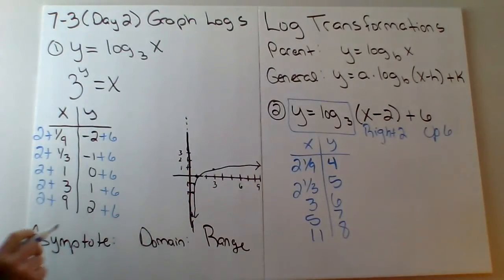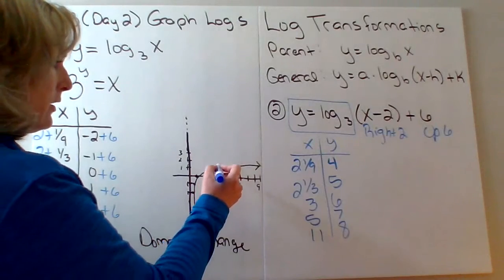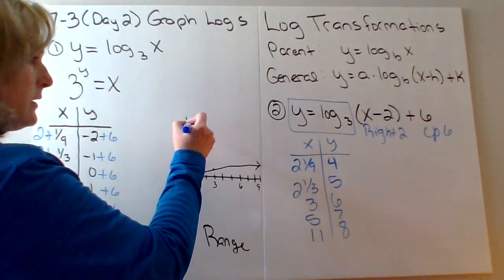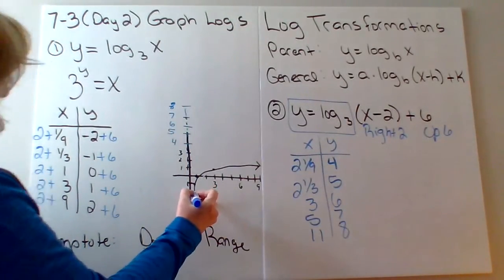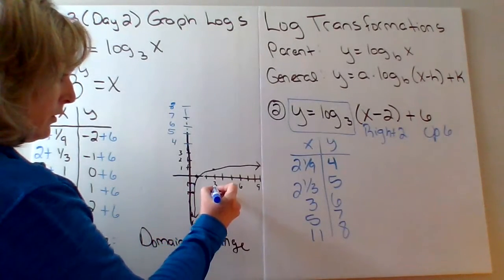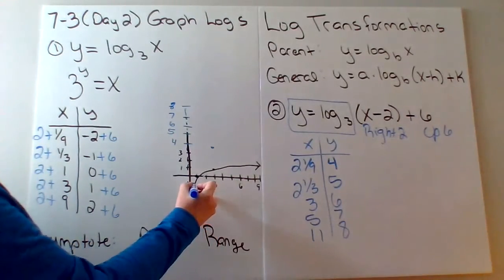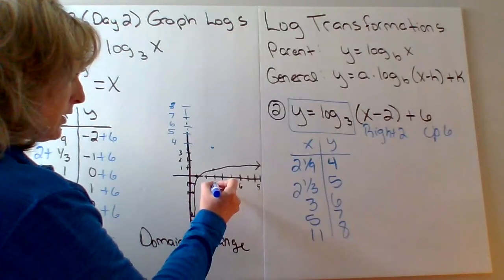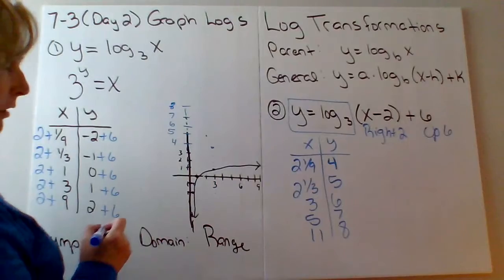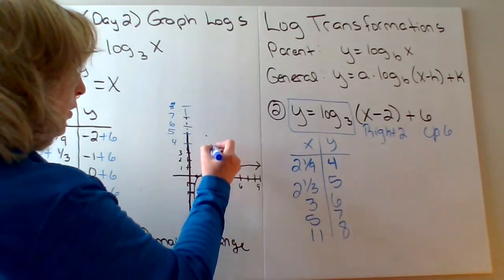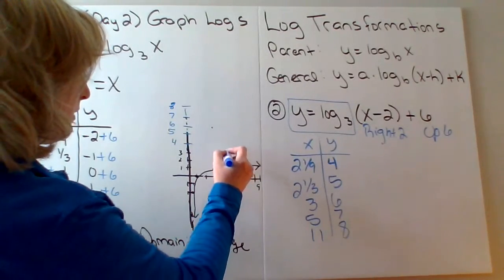So what all of these points are going to do is take each one of them and shift them right 2 and up 6. So this original point is going to go right 2. This point that was at 1/3, -1, it's going to go to the right 2, and it's going to go up 6, so that puts it at the 5. And then we have the point 3, 6, 5, 7, 4, 5, 7.